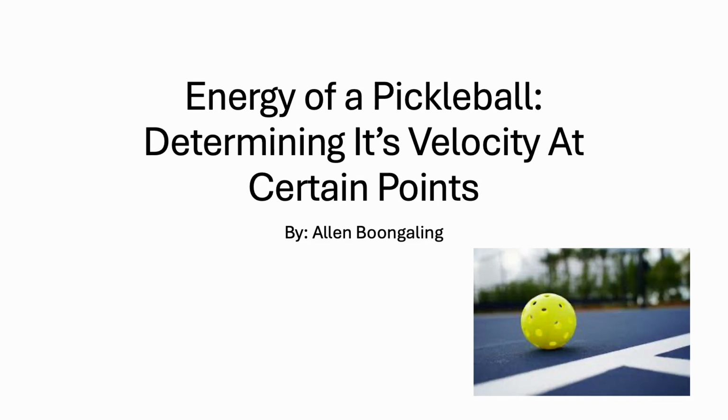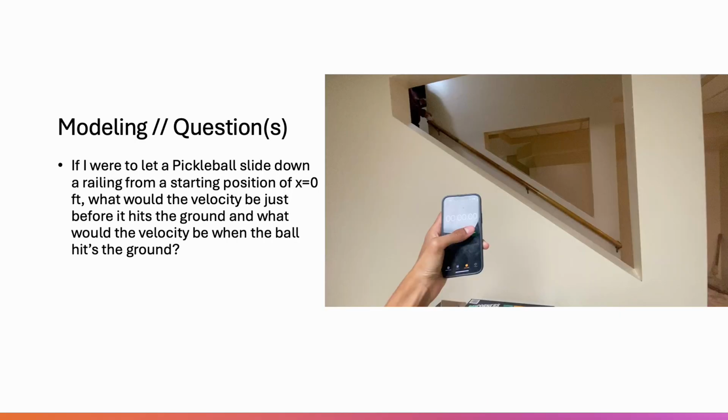So this is the energy of a pickleball if it were to be rolled down an inclined surface and determining its velocity at certain points. So the question that I'm modeling is, if I were to let a pickleball slide down a railing from a starting position of x equals 0 feet, what would the velocity be just before it hits the ground? And what would the velocity be when the ball hits the ground? So we would be looking at point B at the end of the railing and point C, which is the ground, for what the velocity is.